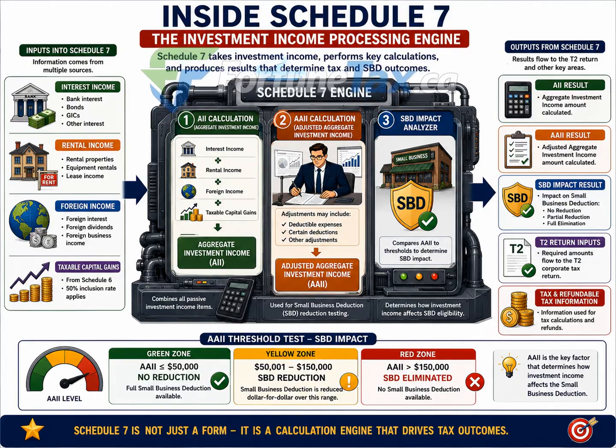After calculating AAII, Schedule 7 performs the next critical function. It evaluates the impact on the small business deduction, often referred to as the SBD. Notice the threshold chart at the bottom of the slide. If AAII is $50,000 or less, the corporation remains in the green zone.